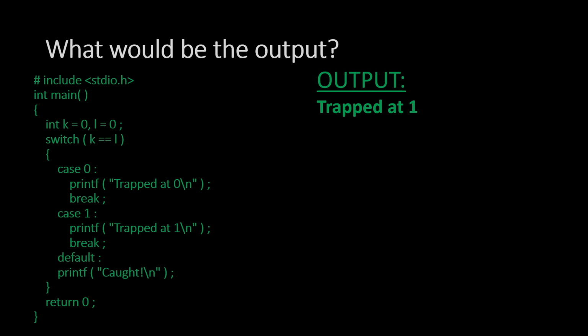Here k is equal to 0, l is equal to 0. In the switch we have k == l. Since this is a comparison operator, the result is a boolean value, which is either true or false. It's not advisable to have a boolean value within the switch; it's advisable to have only an integer value, but just for the sake of understanding the language and how things work, this is just an example.